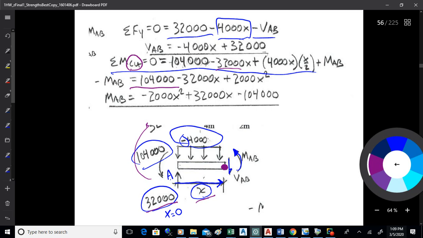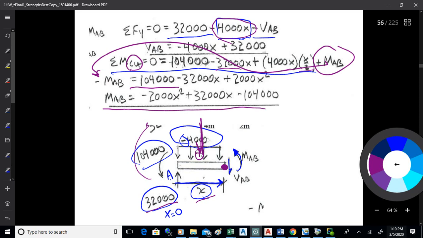And then I've got the 4,000x that I found right there, and that'll have a moment arm of half of the base of the rectangle, which is x. That's going to be applied right there, so that moment arm will be x minus 2, and that would be positive. Then I just bring the MAB to the other side of the equation, collect terms of what's left, multiply through by negative 1, and order the terms in the proper order, and I get that moment equation. That's the process.